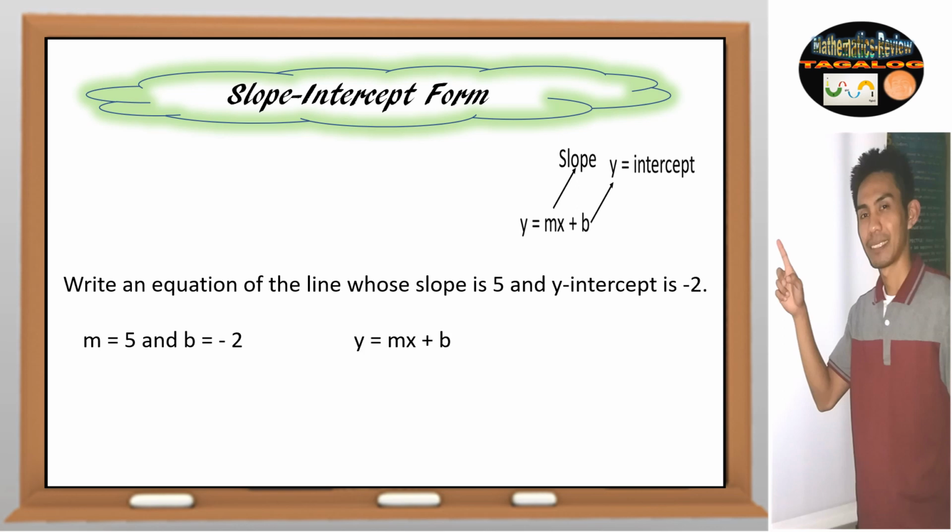So, solution. So, y is equal to mx plus b. So, substitute 5 for m and -2 for b. So, y is equal to 5x minus 2. Ito na po yung equation ng line natin. Y is equal to 5x minus 2.